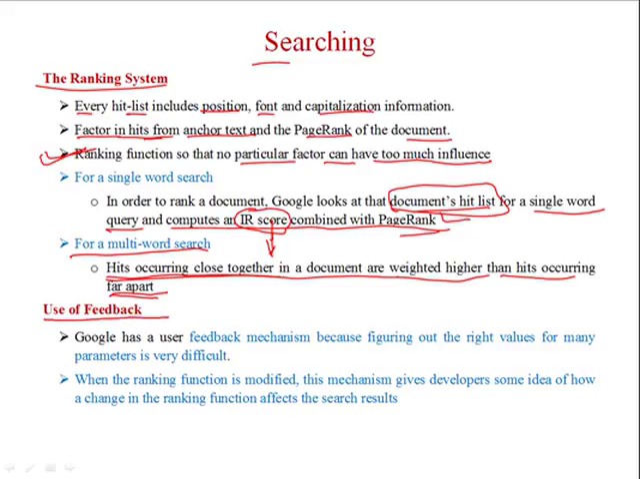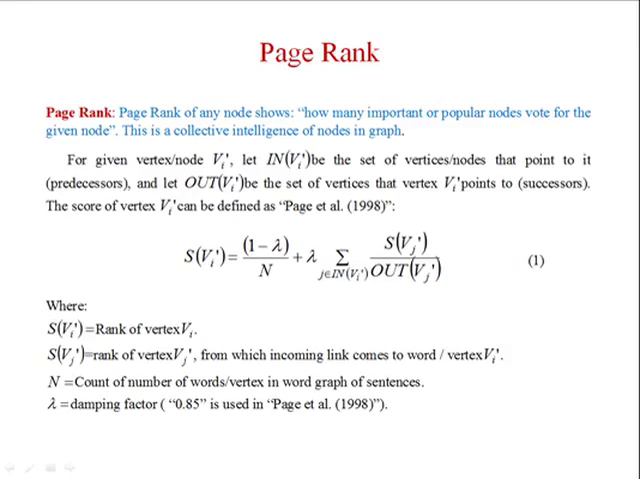Use of feedback. Google also uses feedback in ranking. Google has a user feedback mechanism because figuring out the right value for many parameters is very difficult. When the ranking function is modified, the mechanism gives a developer some idea of how a change in the ranking function affects the search result. So the Google search engine ranking system also uses user feedback to enhance the quality of ranking.